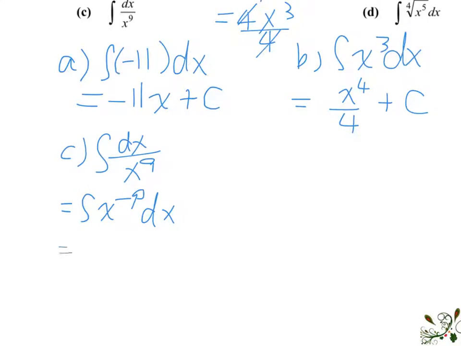All right, so we need to do the plus 1 as we have done it in part B. So similarly, plus 1. So negative 9 plus 1, you get negative 8. So step 1, x to the power negative 8.